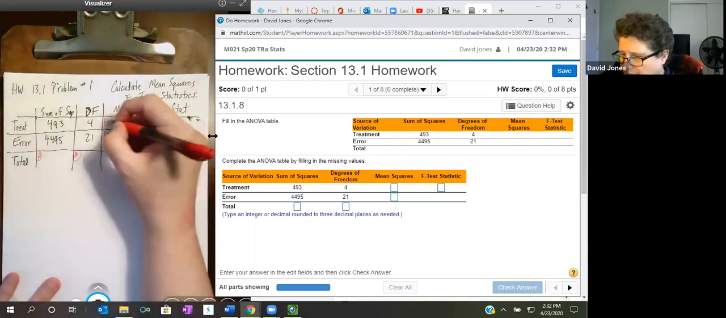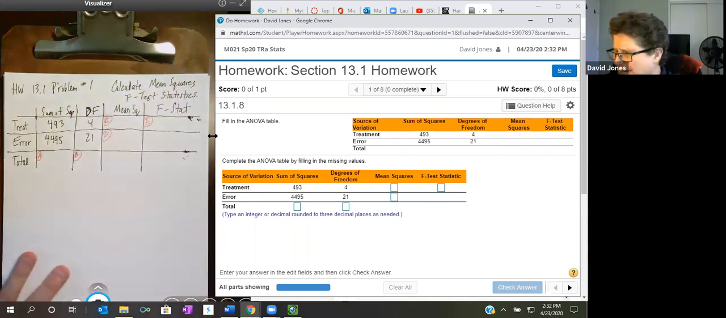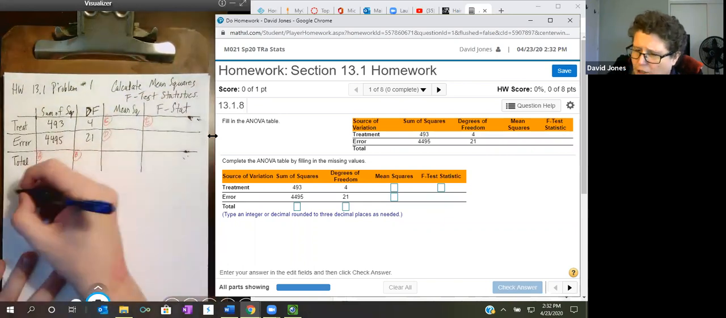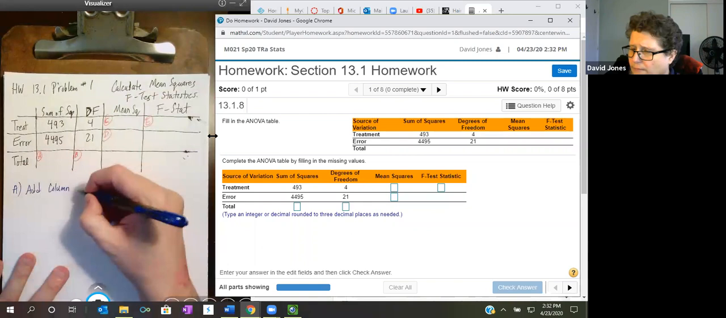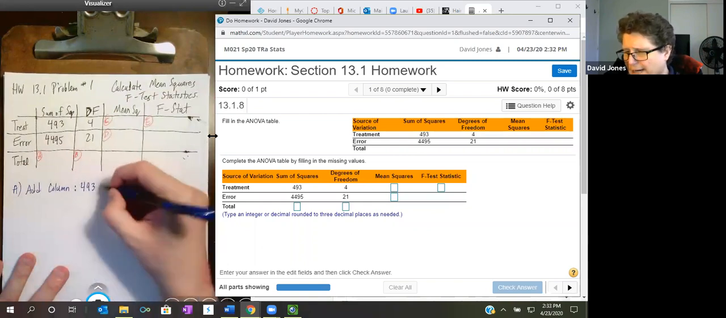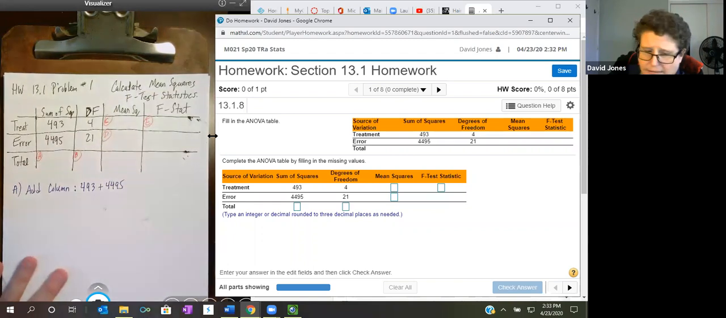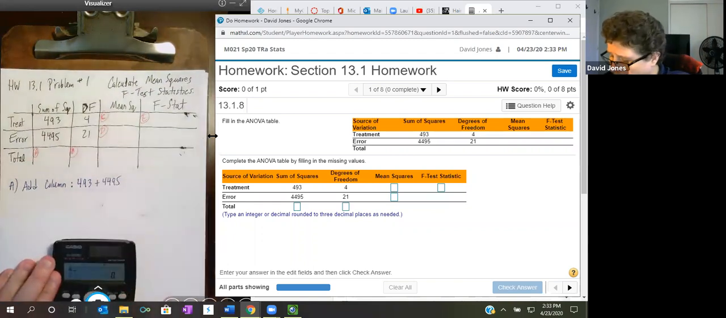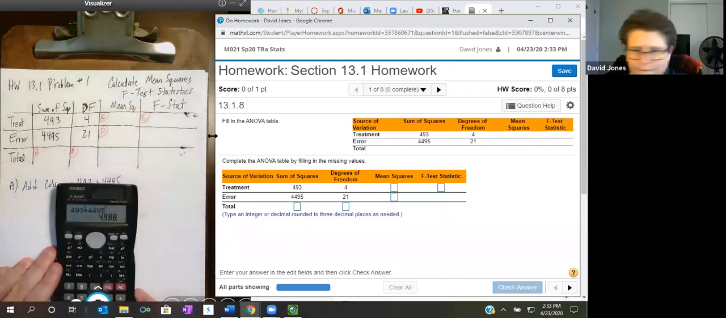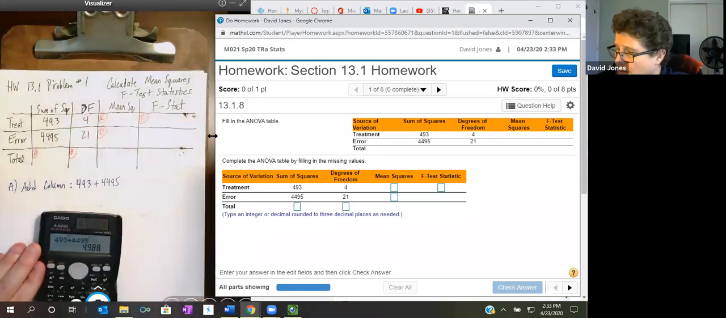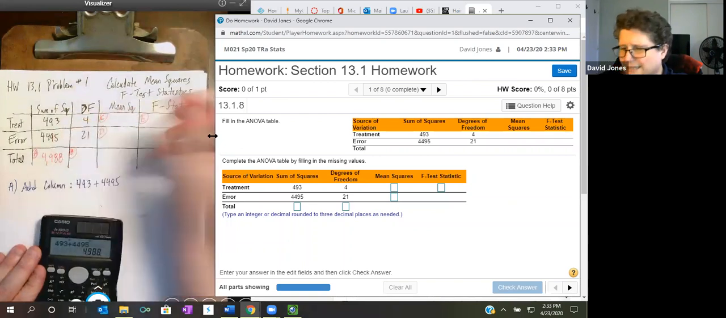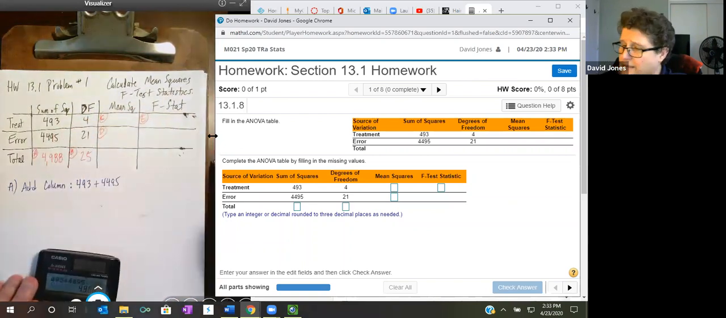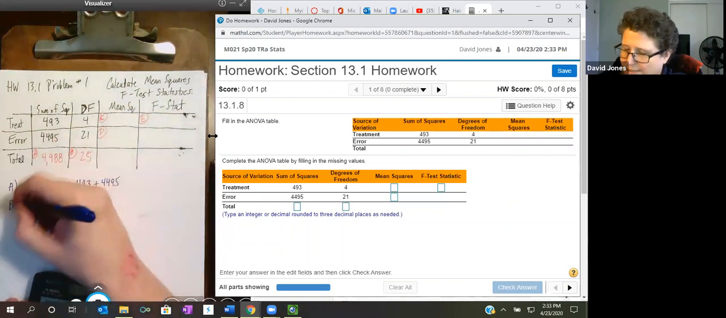A, you're just adding up the column. So mine was 493. I'm going to add it to 4495. That's 4988. And the same thing with this one. And that one I can do in my head. 21 plus 4 is doable in my head.